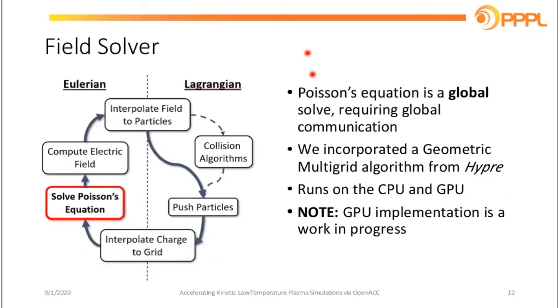Now things get a little more interesting for solving Poisson's equation. The challenge here is that Poisson is an elliptic PDE, and therefore requires a global solve and global communication between all of the cells. Particularly on CPUs, state-of-the-art people often use algebraic multigrid algorithms, but we're using a structured grid, so we relied on geometric multigrid algorithms to get a little extra speed up with the knowledge of that structure. As I said, we use the Hypre package, which runs on CPUs and also has a GPU implementation, with the caveat that this is a work in progress.